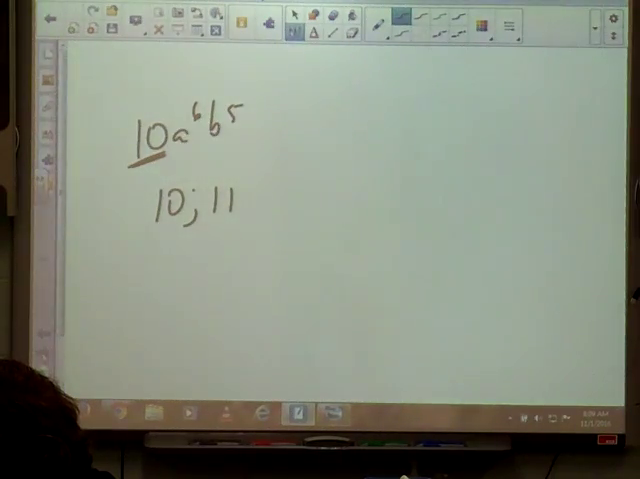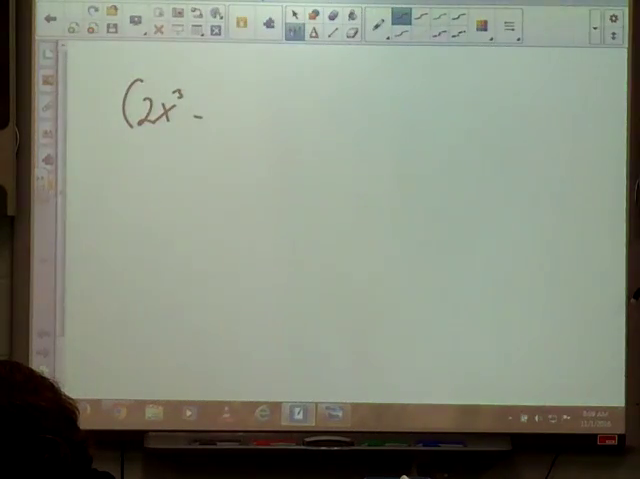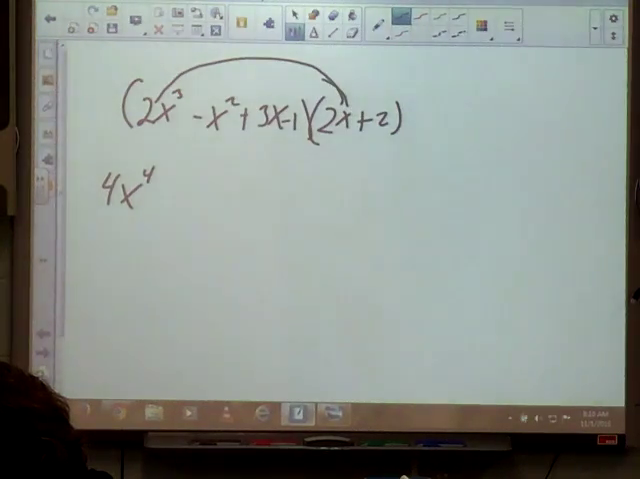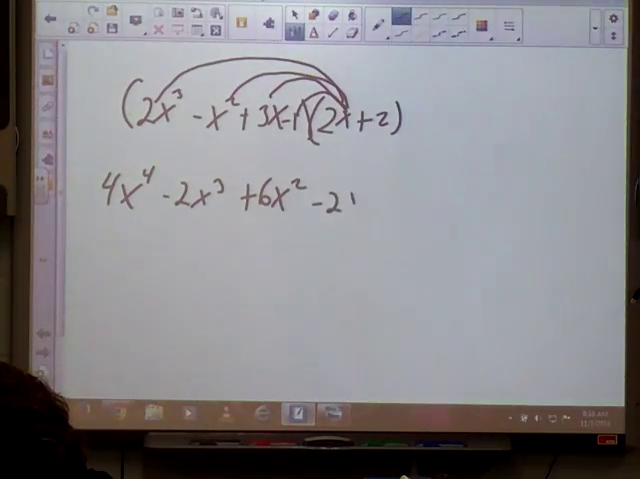Multiplying again. I got 2x cubed minus x squared plus 3x minus 1 times 2x plus 2. I chose, because I got to distribute, because that's got 4 terms. So I chose to distribute from the back. Some people rewrote it and put the 2x plus 2 in the front. Same thing, that works. I did 2x times 2x cubed. That got me 4x to the 4th. 2x times negative x squared was negative 2x cubed. 2x times 3x is a positive 6x squared. 2x times negative 1 is negative 2x.